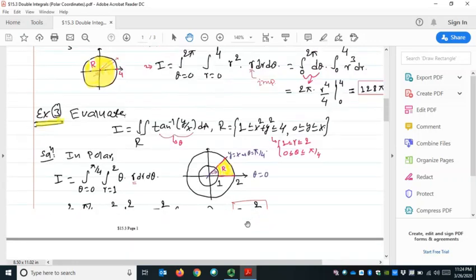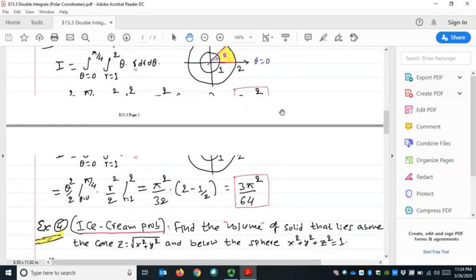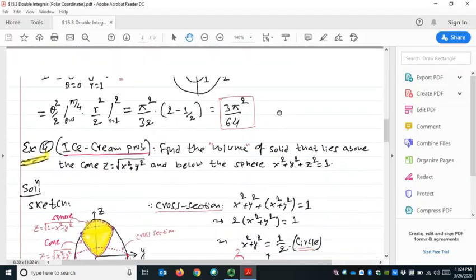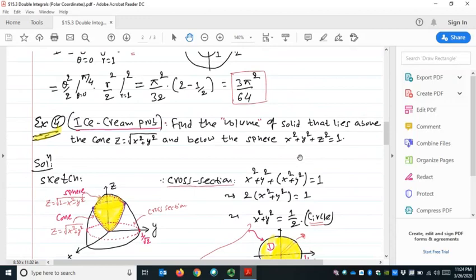Great. Now let's move on. Our example 4 is my favorite problem. So, ice cream problems. Find the volume of the solid that lies above the cone and below the sphere. The solid lies between the cone and the sphere, so below the sphere of radius 1 and above the cone. So let's sketch the region.